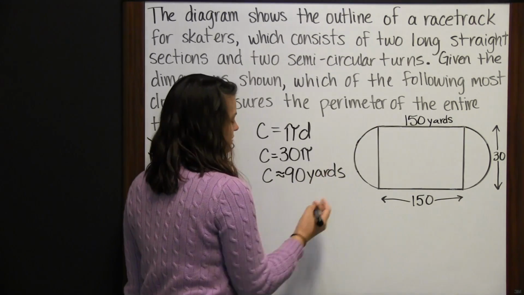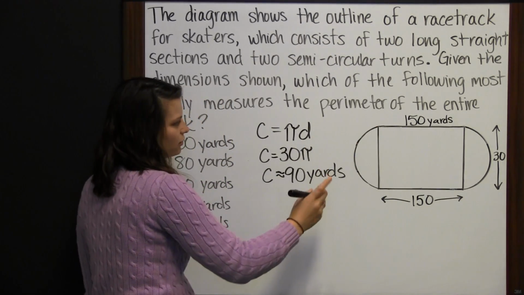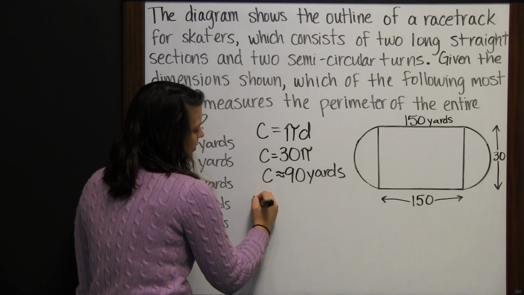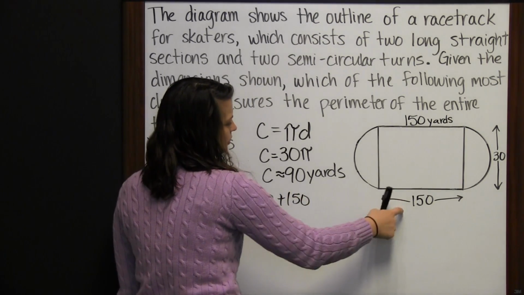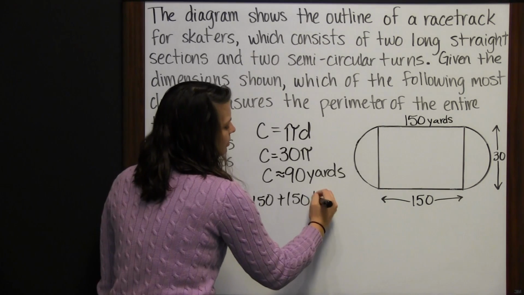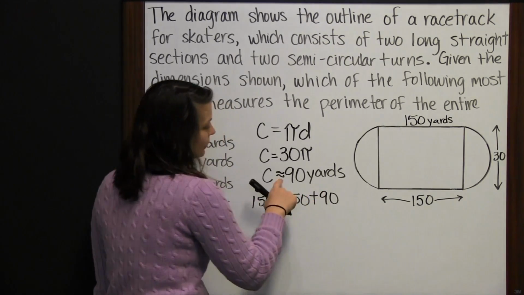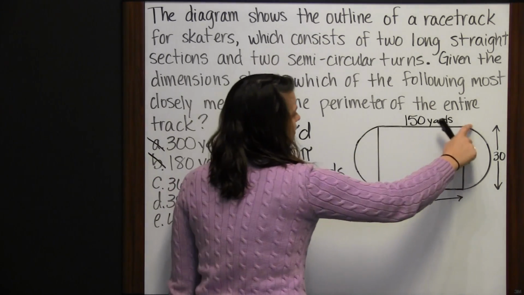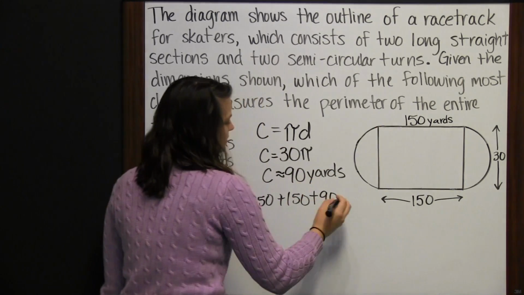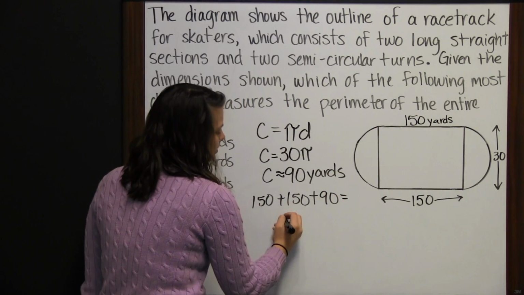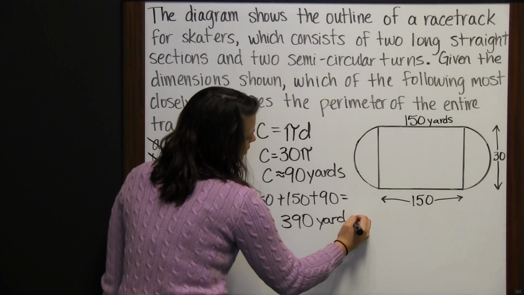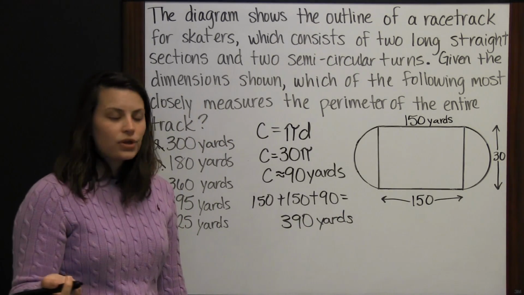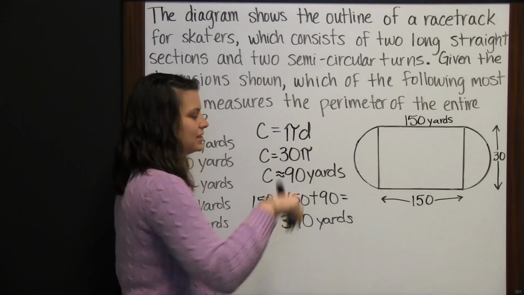Plus, we have these straight sides. So the total distance around the racetrack would be the 150 yards plus 150 yards for our two straight sides, plus the about 90 for these two curved sides, the semicircular, which is 390 yards.